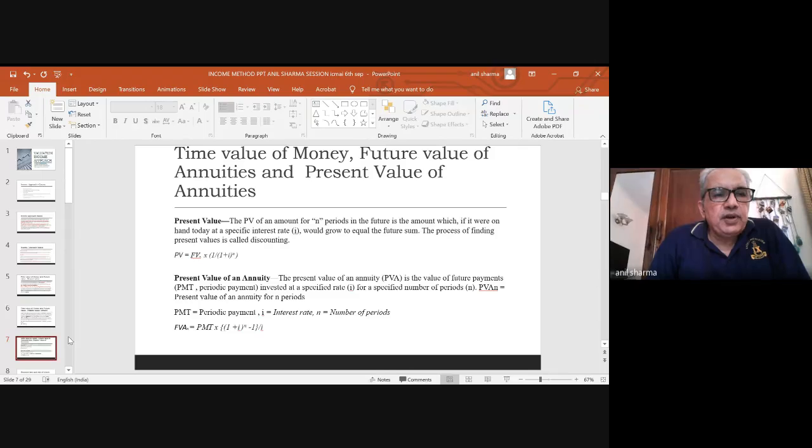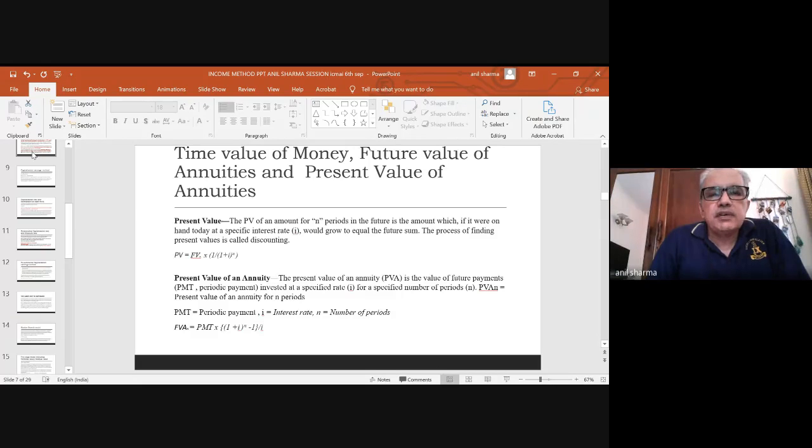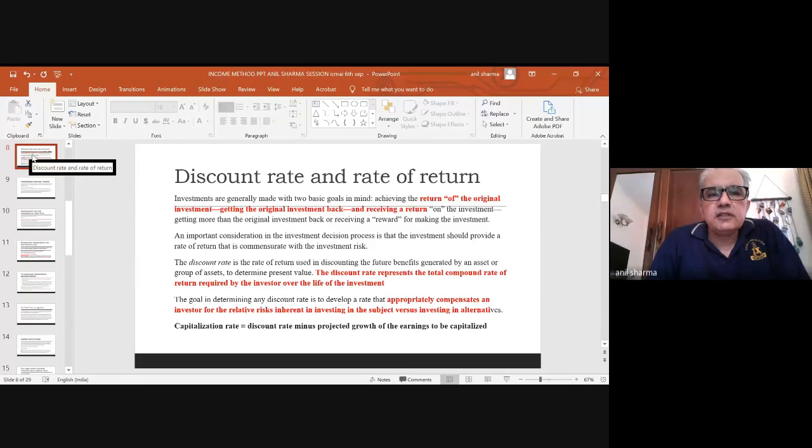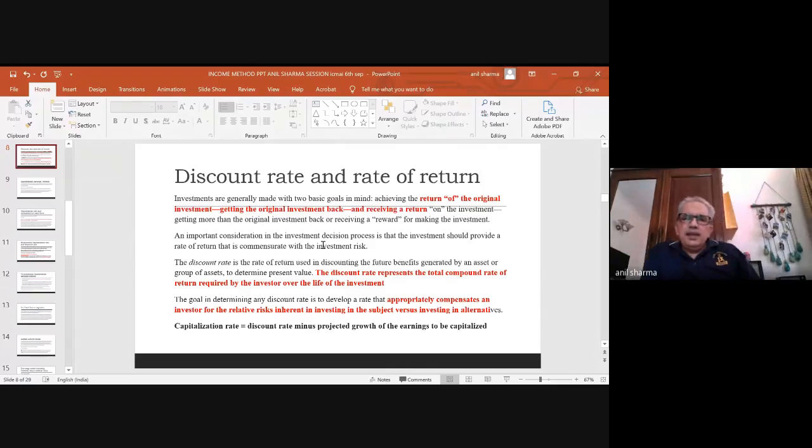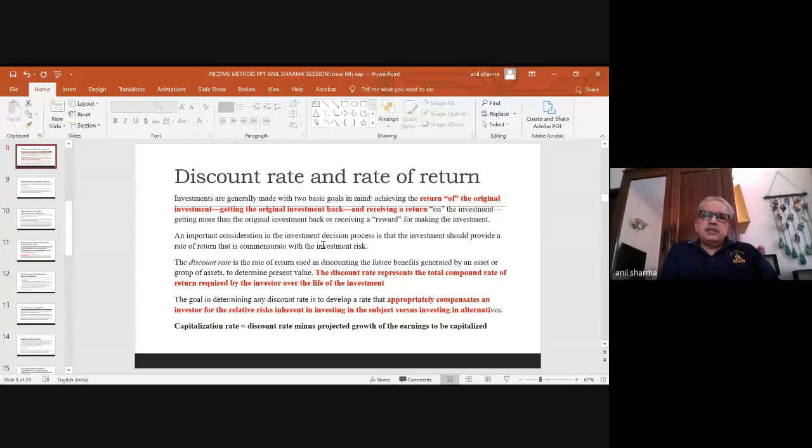But if you are considering depreciation reserves and all that, then you may have to consider this. Now, there is something known as a discount rate, right? So the I that you found in the equation.